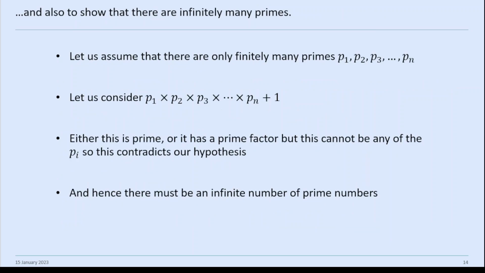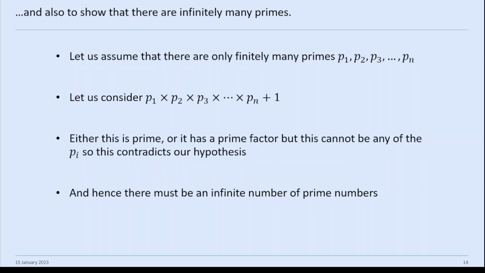We're going to use the same method to show, this is a really powerful method, to show there are infinitely many prime numbers. So a prime number is a number that's only divisible by 1 and itself. Let's assume there are finitely many prime numbers, p1, p2, p3 up to pn. Okay, we multiply them all together, p1 times p2 times p3 times up to pn. And then we add 1.